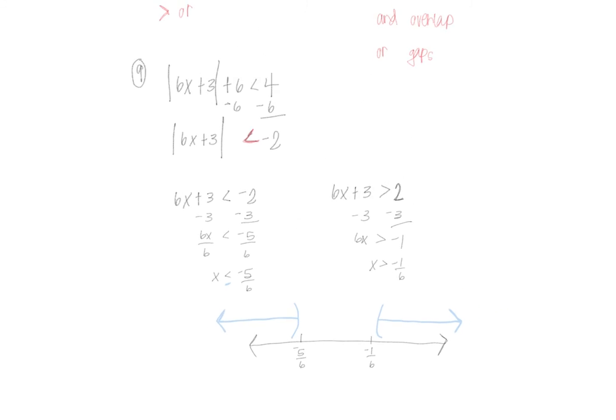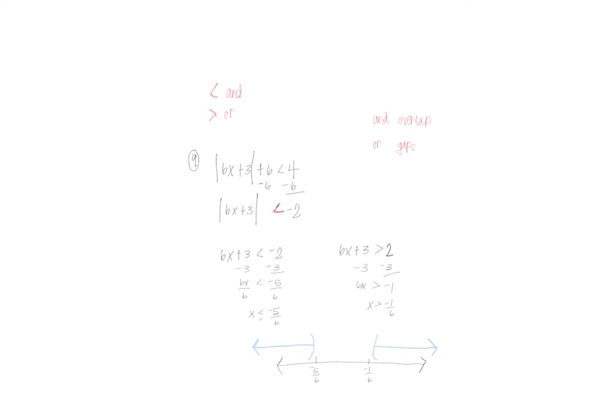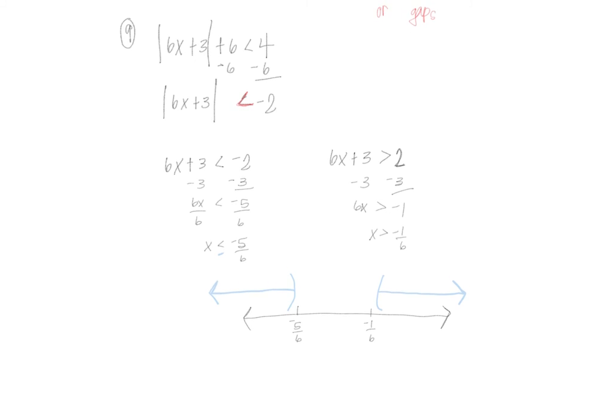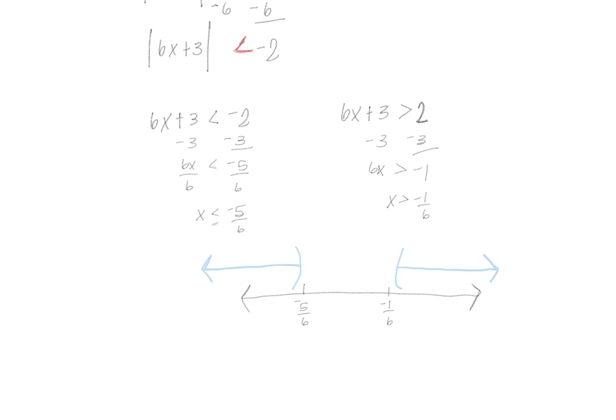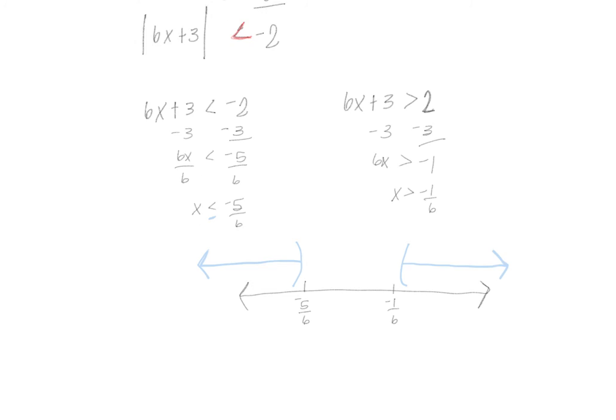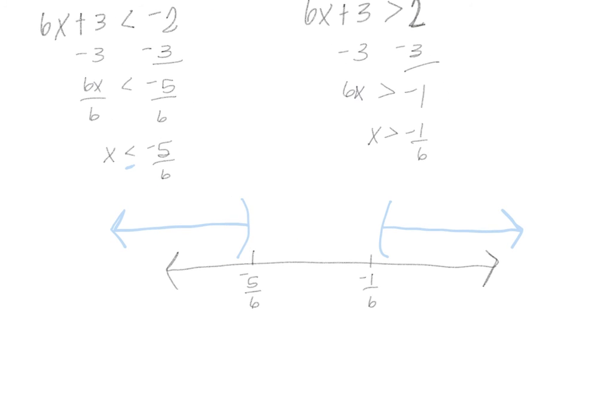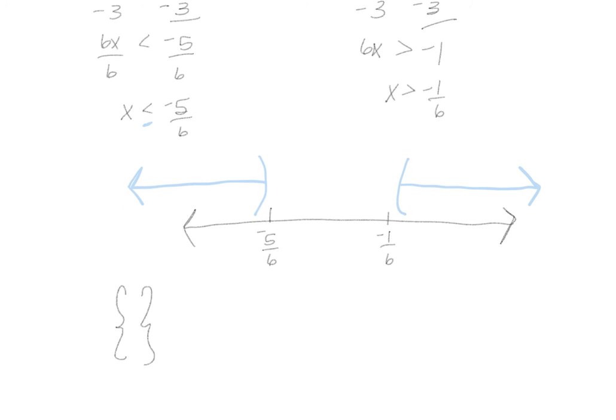So was this an "and" or an "or" problem? This was an "and" problem. "And" looks for overlap. So we want to see where these two light blue graphs that I just graphed overlap, and they never overlap. So in this case, your answer is an empty set. No solution.